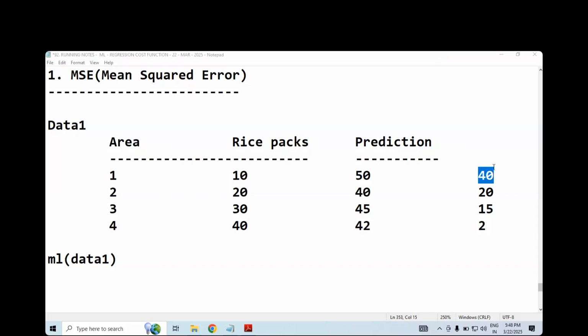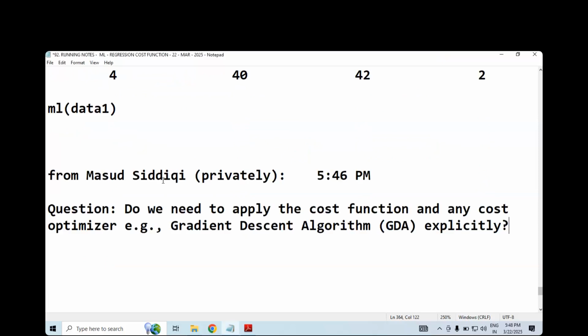This one is a great question, Sarji. But anyway, I will cover this in an upcoming point also.